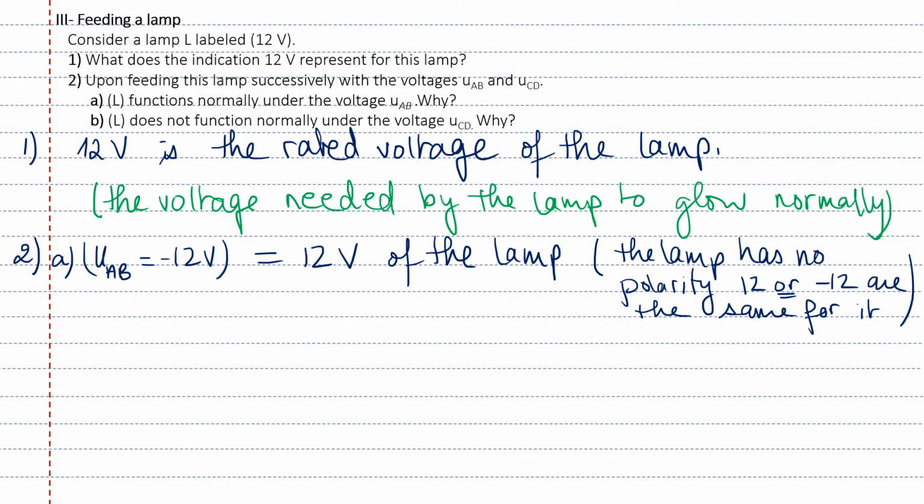And if you'd like to explain more, we did that. So minus 12 or 12 are alike for a lamp. It doesn't matter how you give the voltage to the lamp. Positive, negative, negative, positive, it's the same thing.